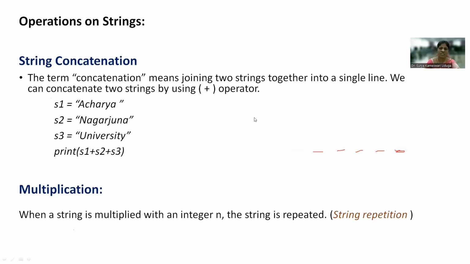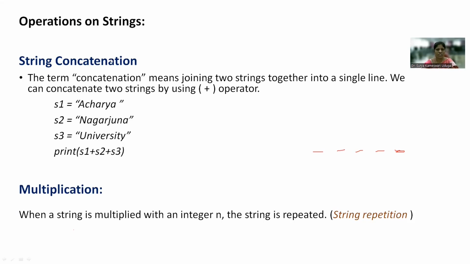Next, we will see some operations performed on strings. The first one is string concatenation. What is the meaning of string concatenation? We are combining two strings, or we can join two strings and make a new string. For string concatenation, the plus operator is used.